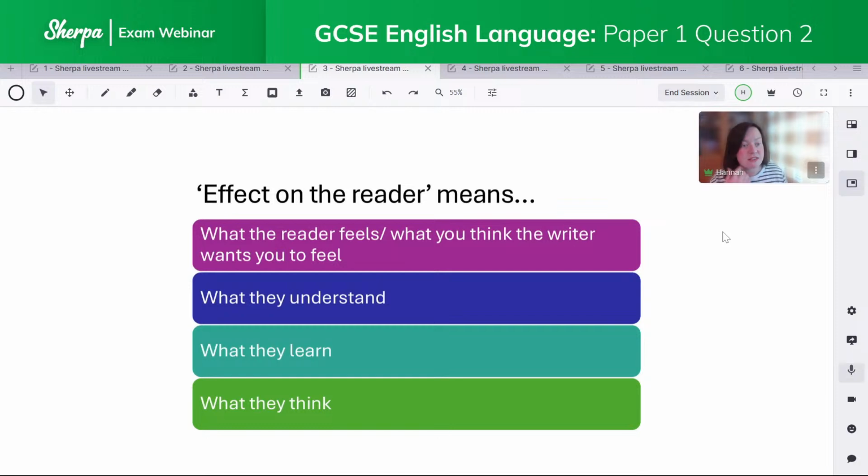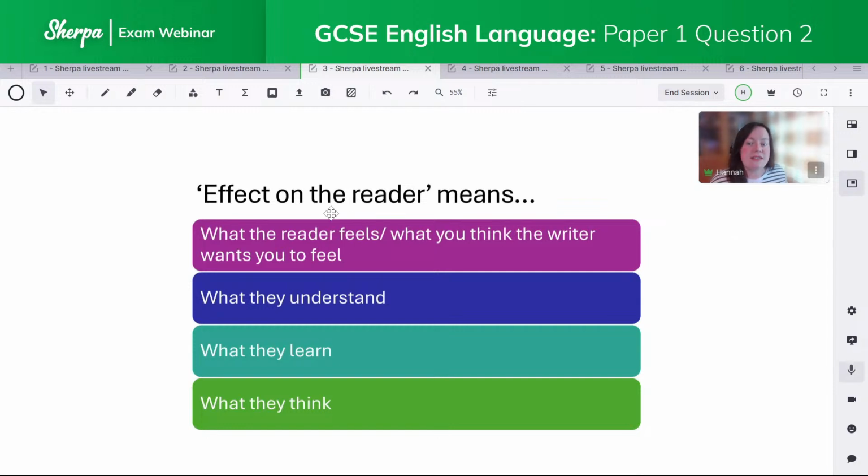I just mentioned the effect on the reader. The big misconception with this is that students assume that means what does the reader feel? Now, yes, it does mean that. However, it's not necessarily what you feel. And that sounds silly and annoying, but it's what you think the writer wants you to feel. So if you think they are trying to make you feel uneasy or nervous or excited, that is the effect that you're looking for. So it's just kind of understanding what you think the writer has tried to do.